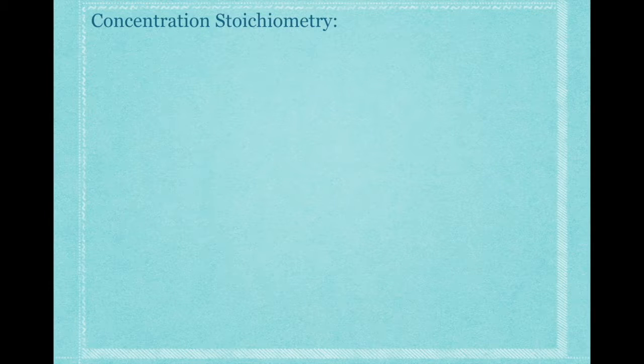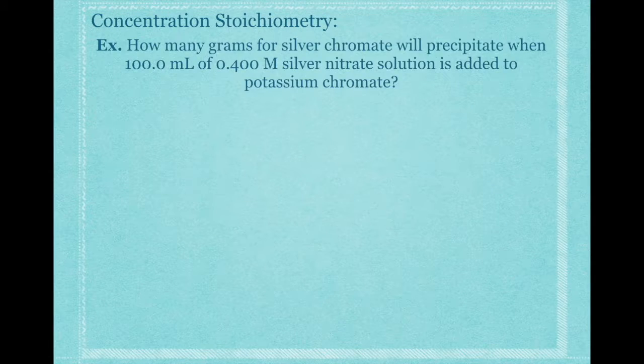So now that you've learned about how to calculate concentration, we're going to incorporate concentration into solving stoichiometry problems. If you look at this problem, I tell you, you have 100 mL of a 0.400 molar solution of silver nitrate, and I want to know how many grams of silver chromate could precipitate in this reaction. So you've got silver nitrate reacting with potassium chromate.